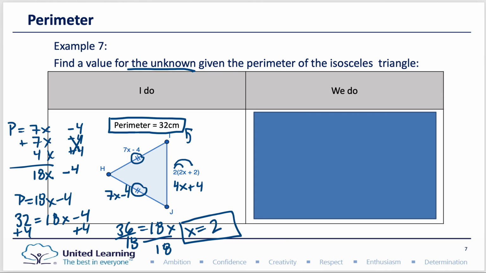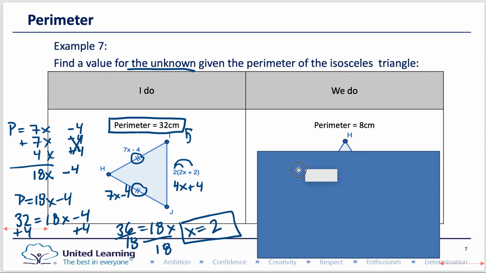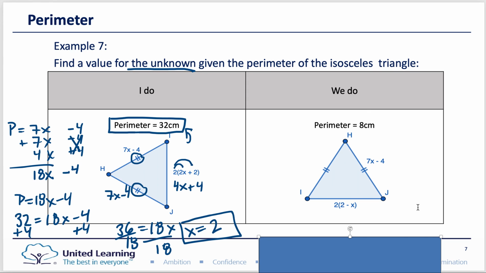Perfect. Okay, here we go. It's your time to shine. Can you please, knowing that this isosceles triangle's perimeter is only 8 centimeters, what is the value of x?